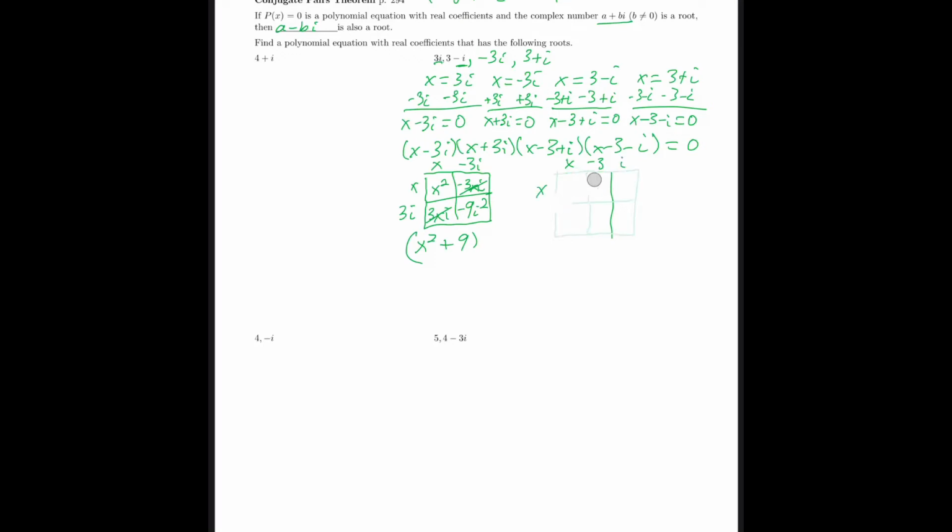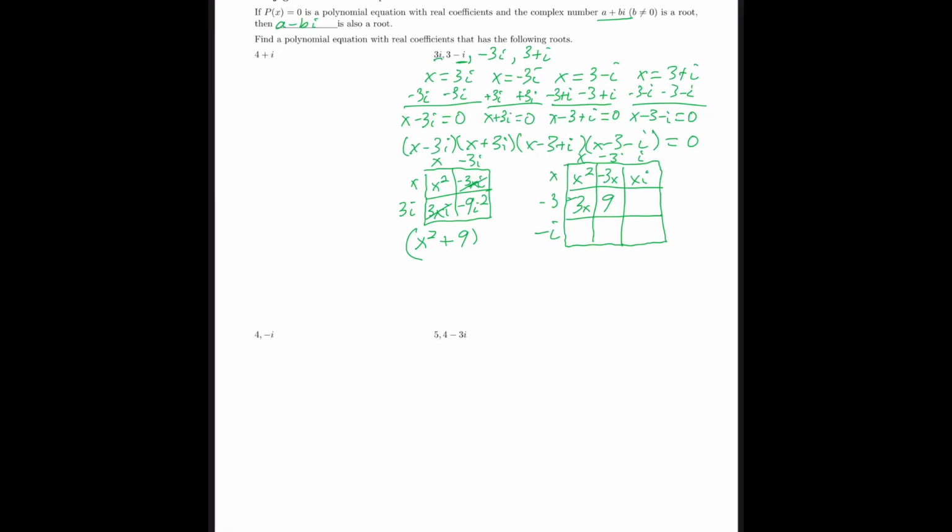Okay, and then we multiply these two together. So once again, I can use the box. So I'll draw my box. So I've got x, negative 3, and i. Whoops, I didn't draw a big enough box, so let's try that one more time. Okay. So x, negative 3, and i. x, negative 3, and negative i.